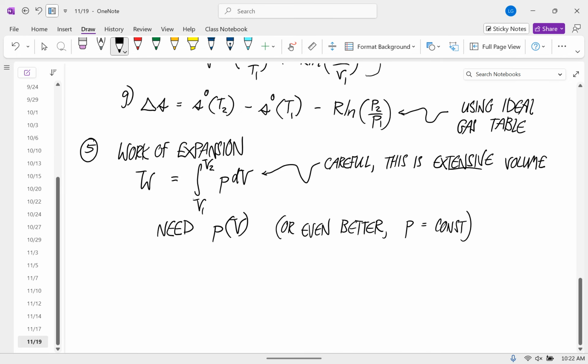Question? Well, the nice thing about when P is constant, you can just pull it out of that integral. Remember, we basically have done this in two cases. One is where P is constant, and then we just pull that P out of the integral. It's super easy to do. And what you get is that the work of expansion is just equal to P times delta V.